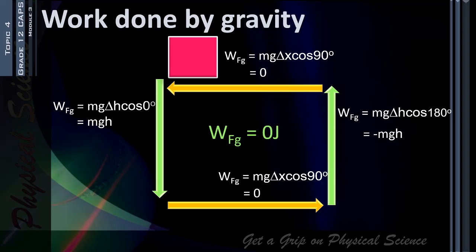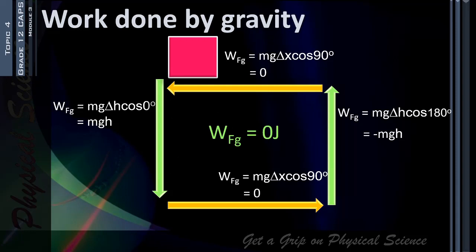So it really doesn't matter what the original starting height of this block is, and it really doesn't matter what the sideways displacement of this block is. When the block returns to the starting position, the total work done by gravity is equal to 0. So the block can take any path, but when it gets back to the starting position, the work done by gravity will be 0. And that means the work done by gravity does not depend on the path taken by this block.